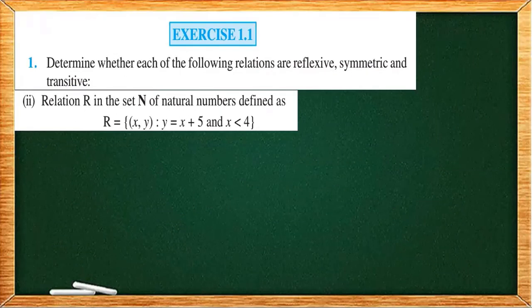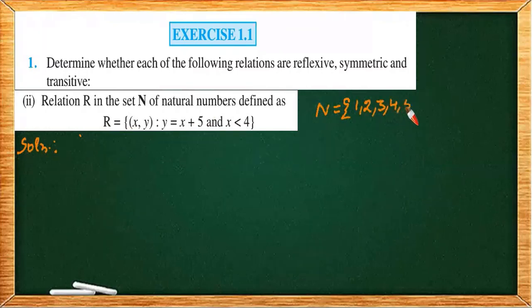So exercise 1.1, question number 1, second part, solution. Now here also we will check the relation for reflexivity, symmetricity and transitivity. So R is a relation defined on natural numbers such that y is equal to x plus 5 and x is less than 4. First of all we write the set of natural numbers as 1, 2, 3, 4, 5 and so on. It is an infinite set. We write this for our reference.